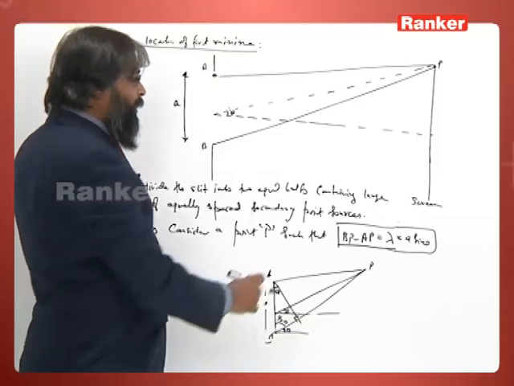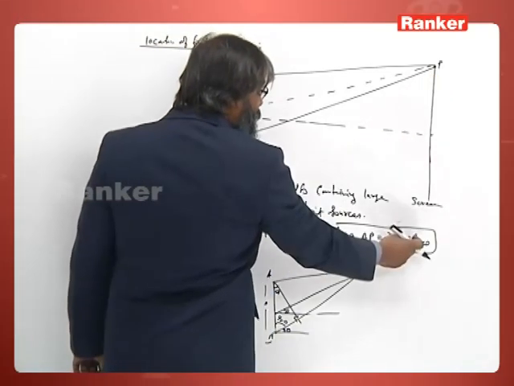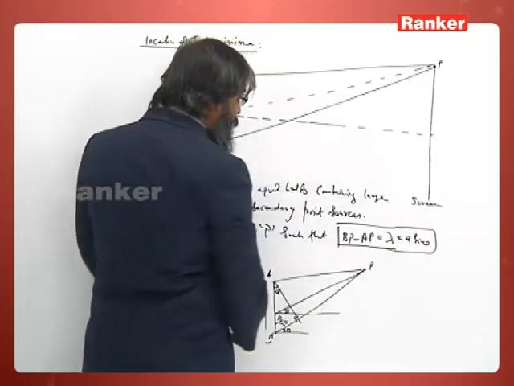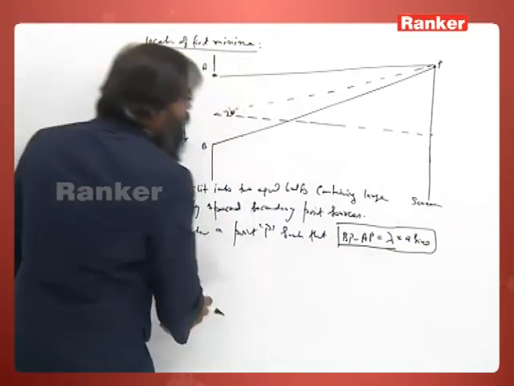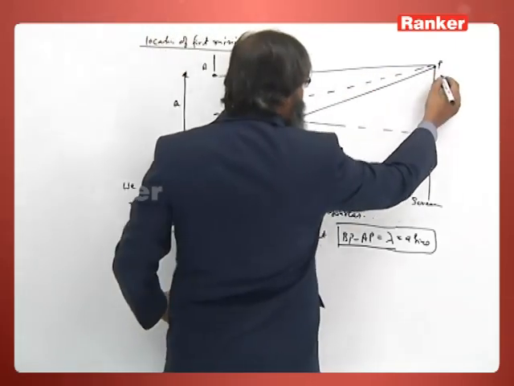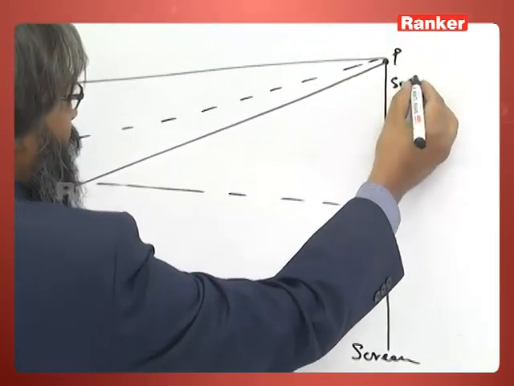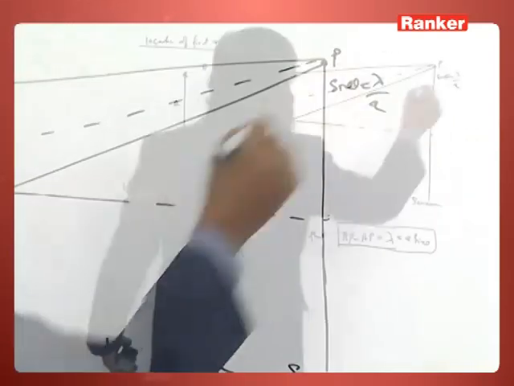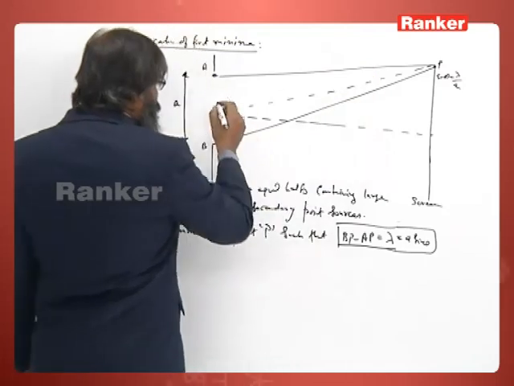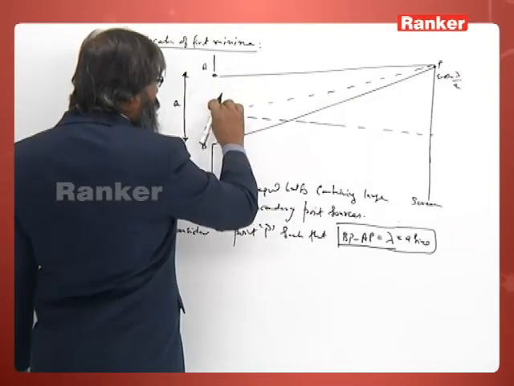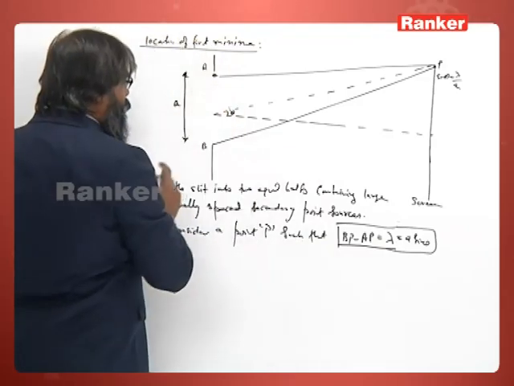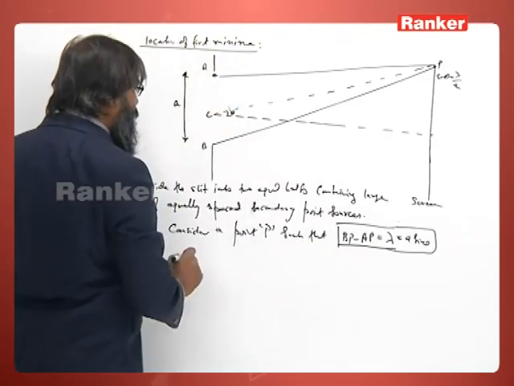So, what is the location of P? P is located at sin inverse lambda by a. So, this is the angular position of P. We can write it here: P is at sin theta equal to lambda by a. This is the angular position of P. So, at this angular position, the path difference between these two waves is this. This is a. Now, suppose I call this C.